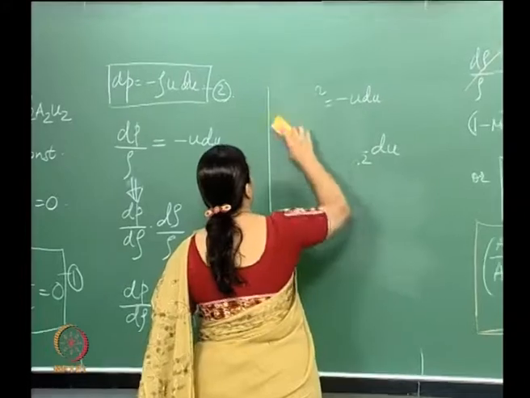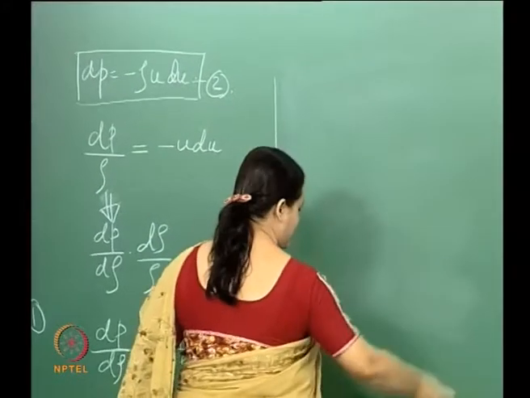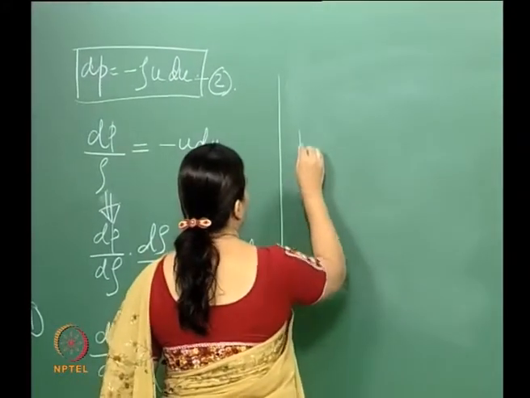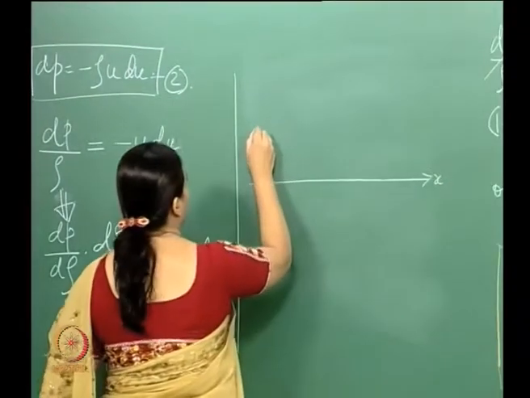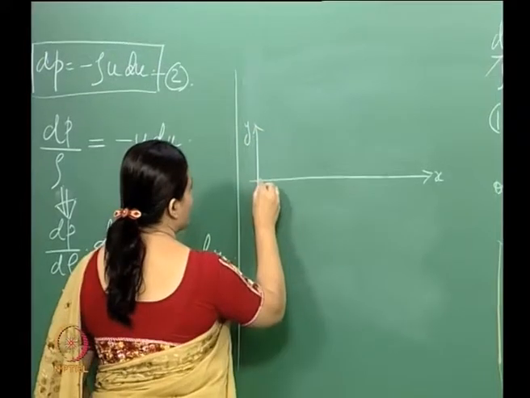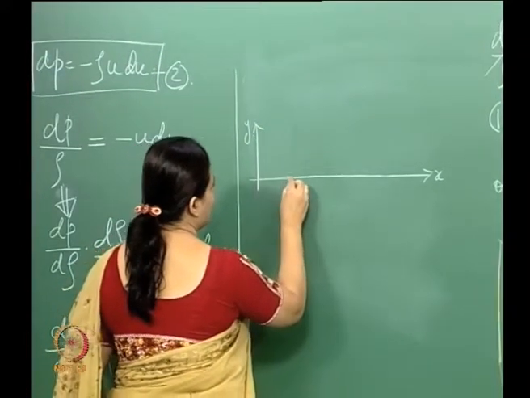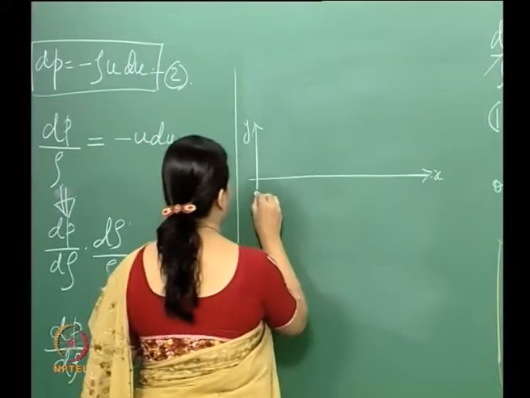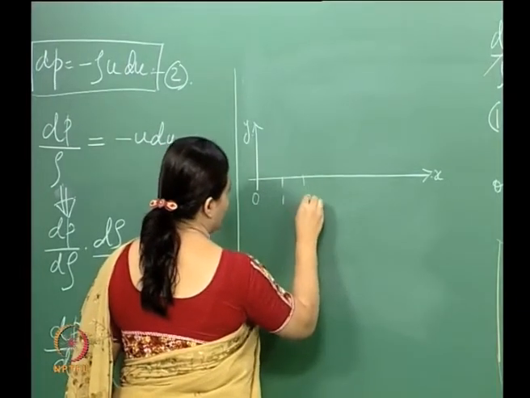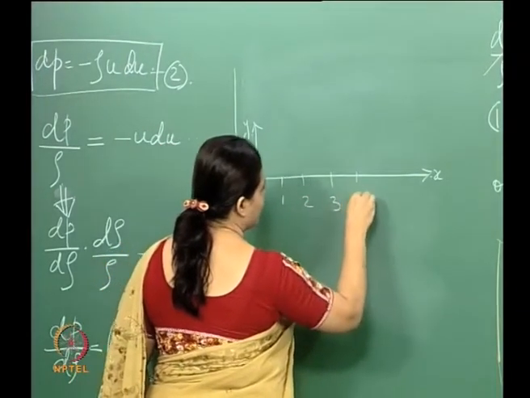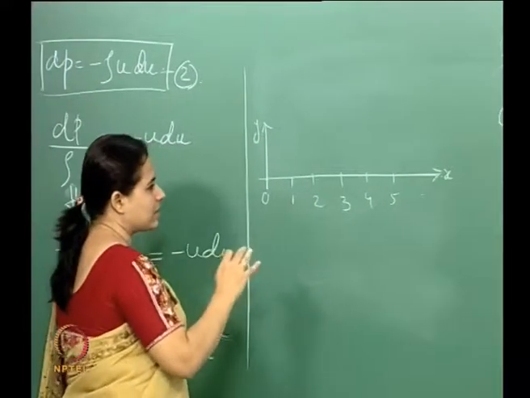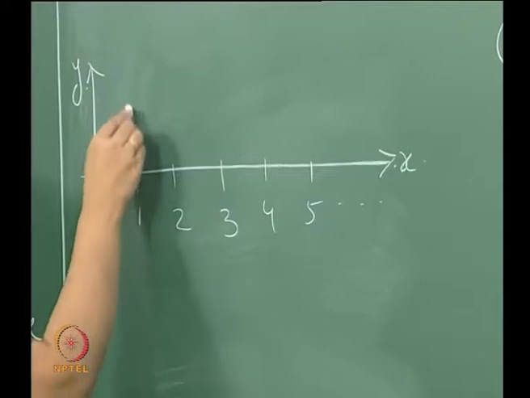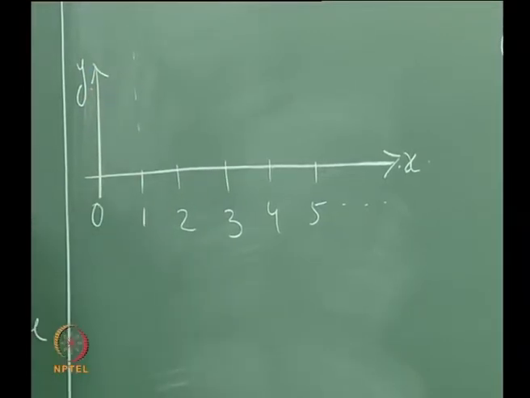So I said that I am going to take this as my x direction and this as my y. I will go along this direction, from 1 to 2 to 3 to 4 to 5 and so on and so forth. I will go along x, and at each section I have a different Mach number.